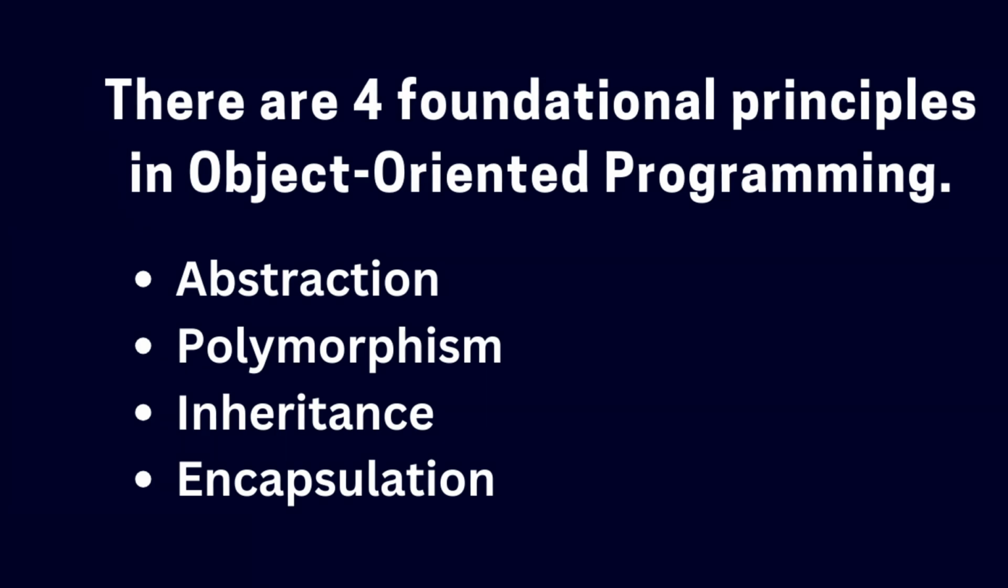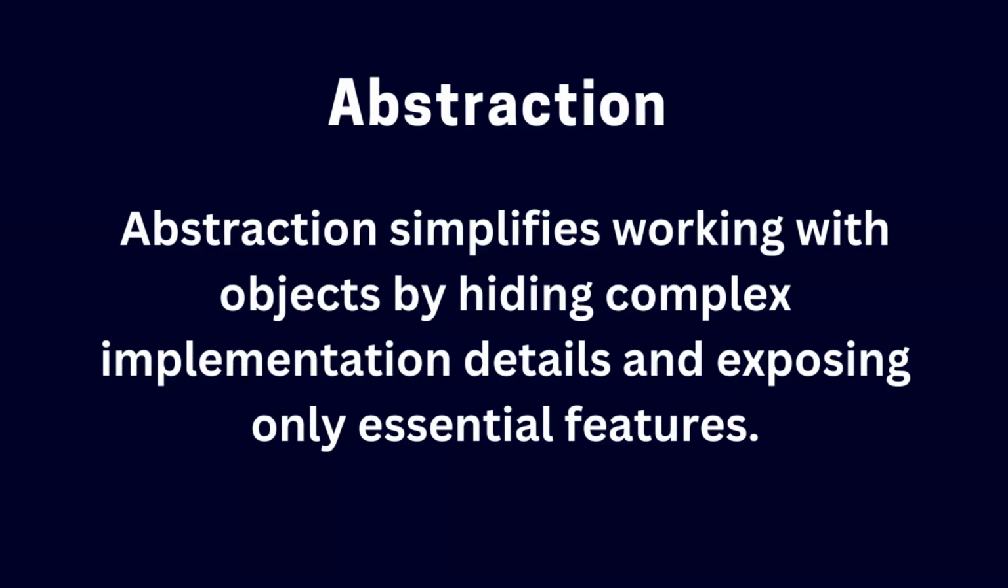First, let's discuss abstraction. Abstraction involves hiding the complex implementation details of an object and exposing only what's necessary. This simplifies how we work with objects, allowing us to focus on their functionality without needing to understand all the intricate details behind the scenes.